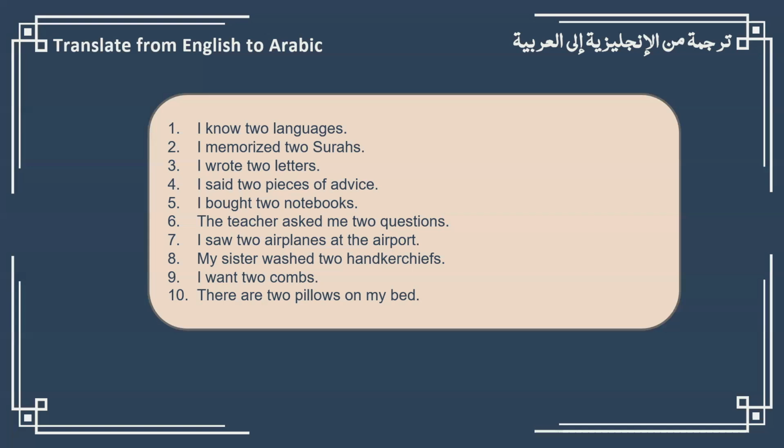My sister washed two handkerchiefs. أختي غسلت منديلين. Okay. The construction will be غسلت أختي منديلين. Okay. I want two combs.